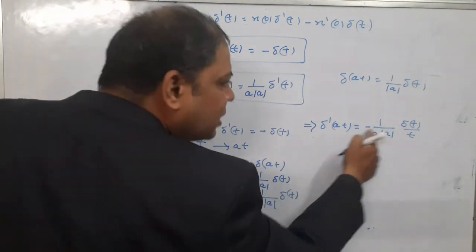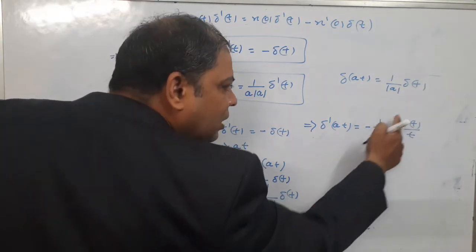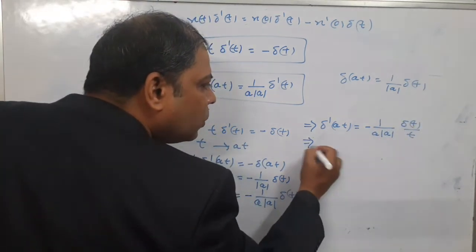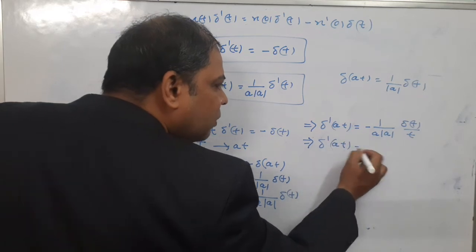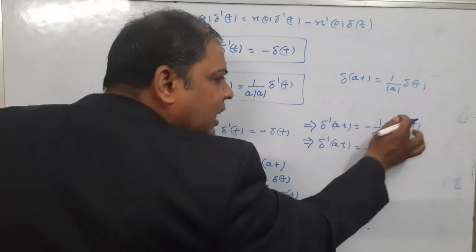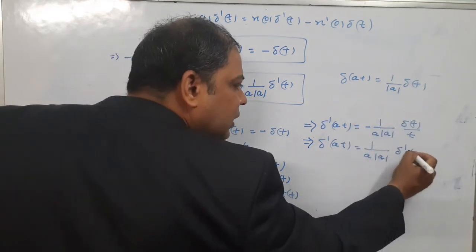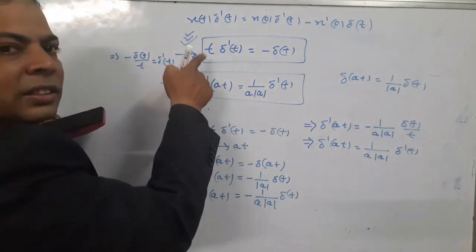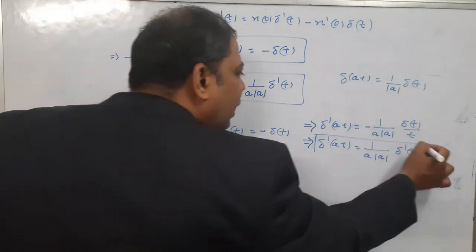So in place of minus del t by t, देखो ध्यान से, you can use del dash t, which implies del dash at t is equal to 1 by a mod a, because minus के साथ minus del t by t, that is equal to del dash t. This also you can use this equation. Understood? Now prove हो गया.